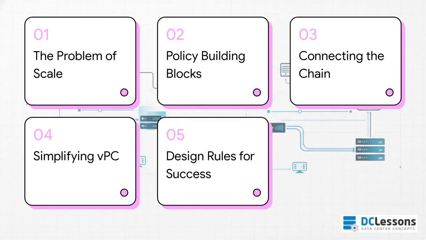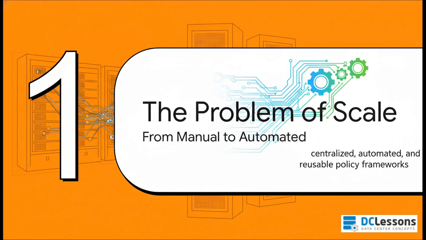Okay, so here's how we're going to break this down. We'll start with the why, the problem of scale. Then we'll get into the weeds with ACI's policy building blocks. After that, we'll see how to connect that policy chain. We'll look at a really practical example with VPCs, and finally, wrap up with some crucial design rules for success. Sound good? Let's go.